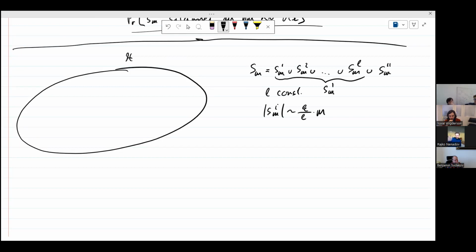And I'm going to do it in rounds. Here's what I'm going to do. First I look at S_m1, and I look at which vertices are saturated by S_m1. Okay, so I look at which vertices form a hyperedge with two vertices from S_m1.